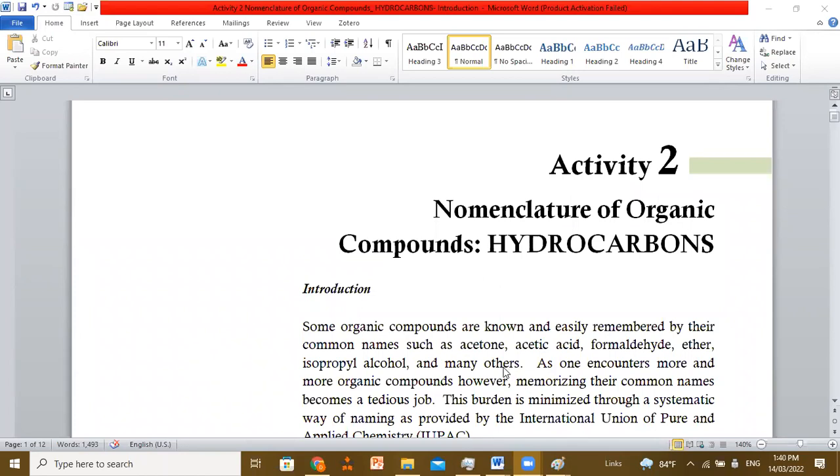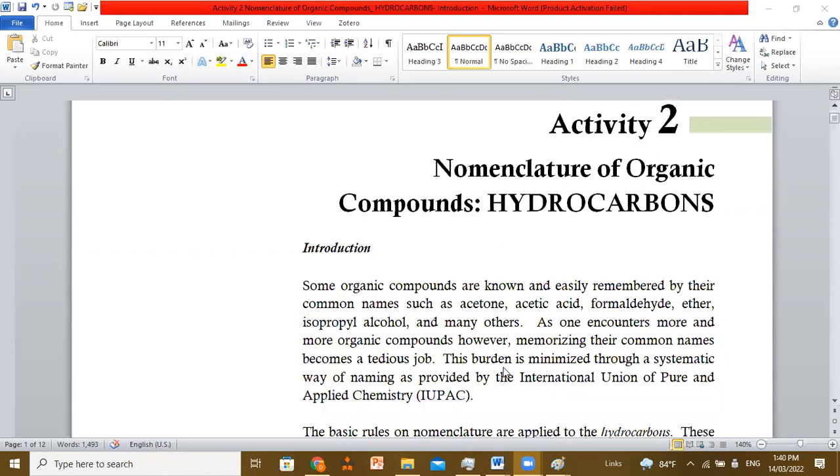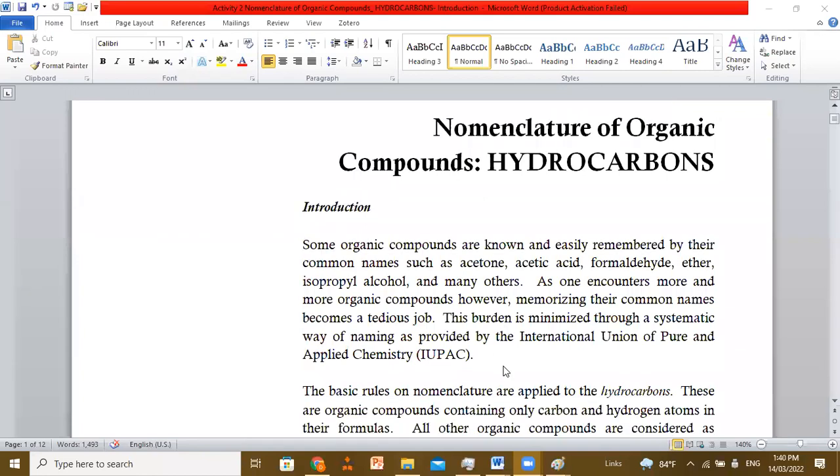But memorizing, of course, a large number of organic compounds can be very tedious. So that's why the International Union of Pure and Applied Chemistry, or what we call IUPAC, established a systematic way to provide us on how to name organic compounds. So the basic rules on the nomenclature. Nomenclature is simply the naming of organic compounds.